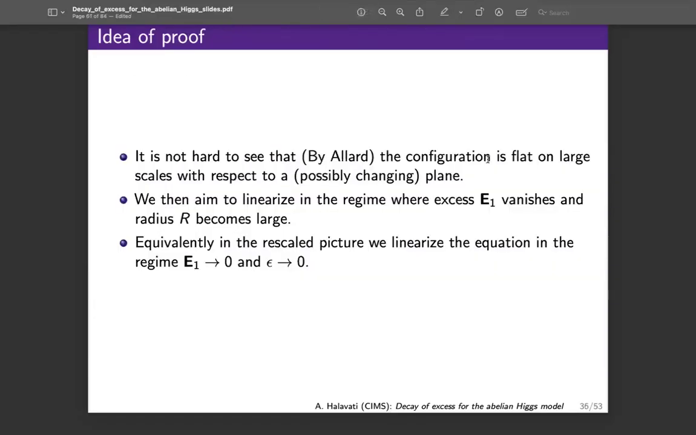So first, again, you can see that the configuration is flat on large scales with respect to a possibly tilting plane. And then we want to linearize this in the regime where the radius is becoming very large and excess is also vanishing. So equivalently, in the rescaled picture, where excess is vanishing and epsilon is also vanishing.